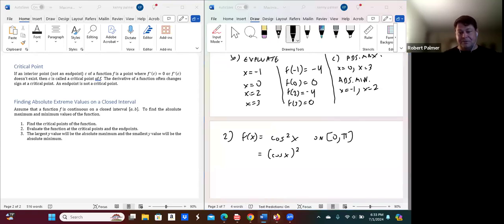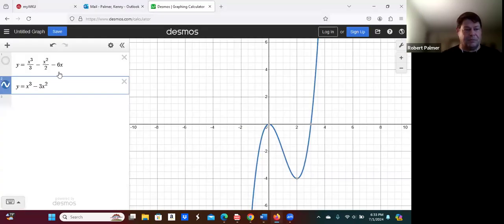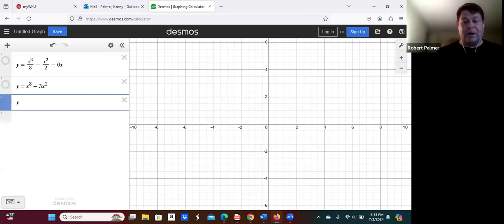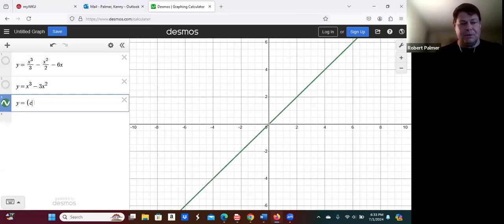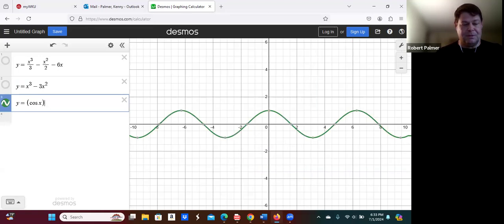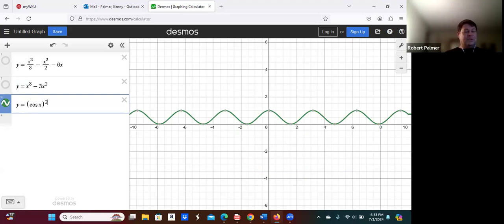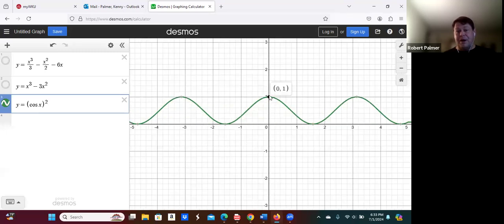Let's also graph this. I'm going to graph it as cosine x squared. So y equals cosine of x, and we're in radian mode by default, then squared. Notice it's similar to cosine, except of course being squared, everything has to be positive or 0. Now the interval is from 0 to pi. Here is 0 and here's pi. So basically that's just one period of this function.